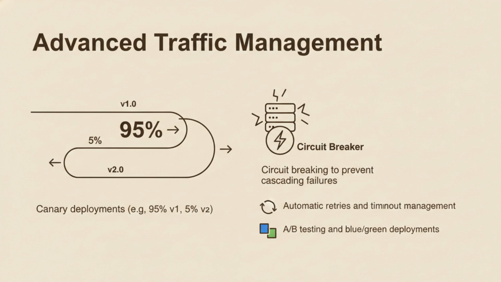One of the most powerful features of a service mesh is fine-grained traffic management. Gone are the days of simple round-robin load balancing. With a mesh, you can implement sophisticated routing strategies, like canary deployments, where you send only 5% of traffic to a new version of a service. You can also implement resilience patterns like circuit breaking. If a service starts failing, the mesh can automatically trip a circuit to prevent a cascading failure across the system. It also handles retries and timeouts automatically, ensuring that transient network glitches don't bring down your entire application. This level of control is achieved entirely through configuration, requiring zero code changes.